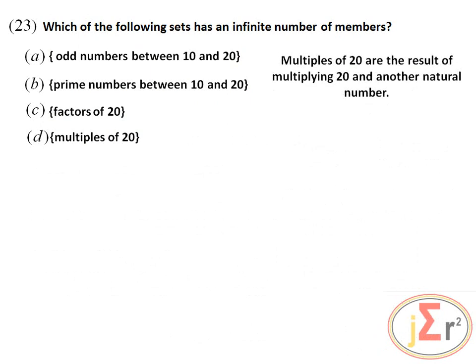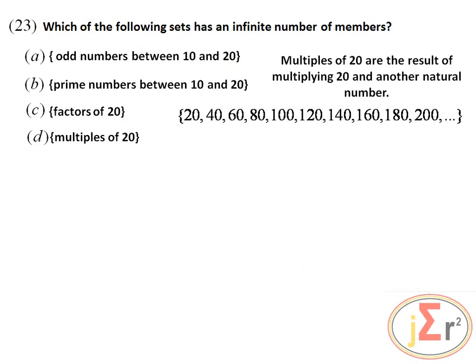Multiples of 20 are the result of multiplying 20 and another natural number. So we have them right there. 20, 40, 60, 80, etc. Up to 200. And as we have shown, it will continue and continue on and on and on.